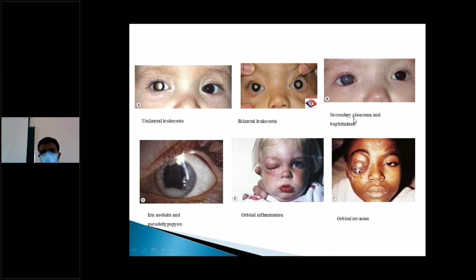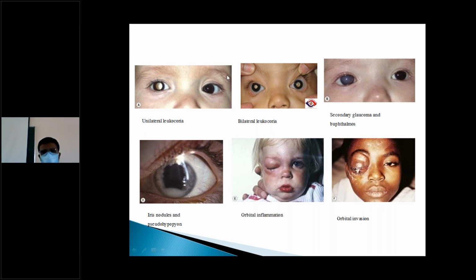Here you can see pseudohypopyon. The necrotic cells have diffused into the anterior chamber and settled at the bottom of the anterior chamber. This is called pseudohypopyon. Sometimes the child can present with orbital cellulitis, ulcer and orbital inflammation. This is one common presentation. The reason why retinoblastoma presents as orbital inflammation and cellulitis is not known. The tumor is very large. It breaks out, most commonly at the weakest area, the junction of the limbus and the sclera, and invades anteriorly. That is called orbital inflammation.